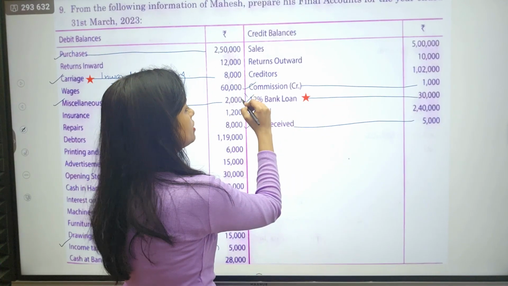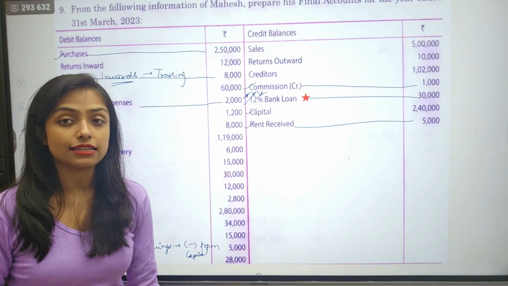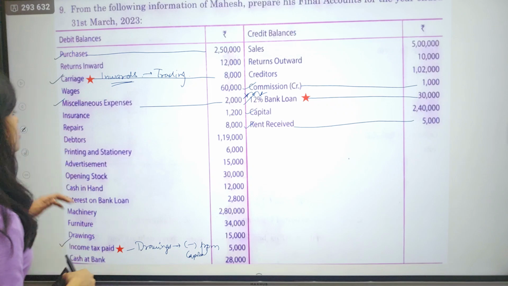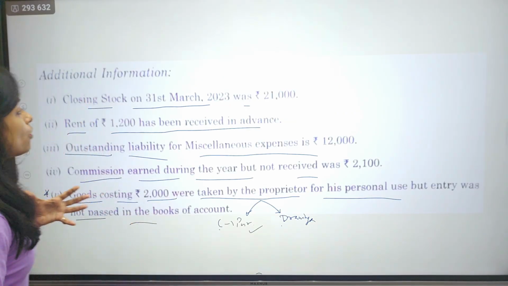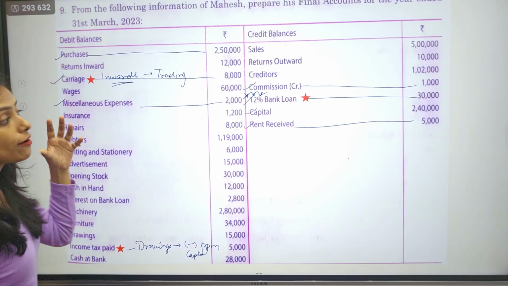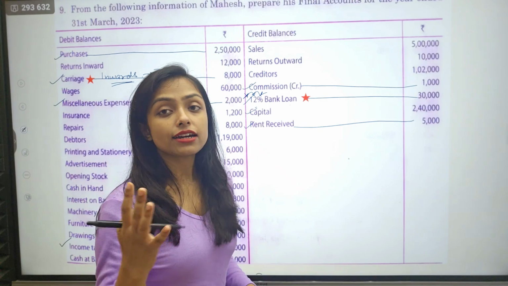Next point is 12% bank loan. This is very important. Sometimes they are not going to give you anything in the adjustments or in the additional information. See, they told you nothing about this bank loan. So what do you have to do? You have to keep your eyes open for any such latent adjustments.